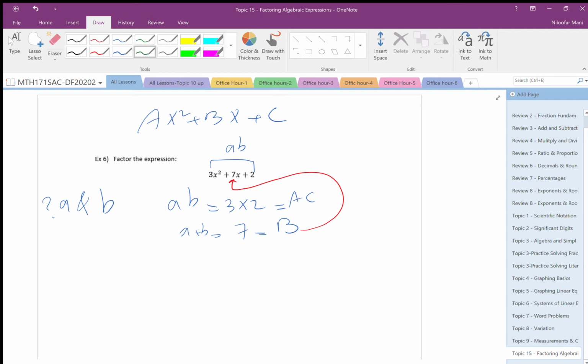Okay, so I need 6. So 6 and 1. If I multiply them, it's 6. If I add them, it's 7. Oh, perfect. Yes.